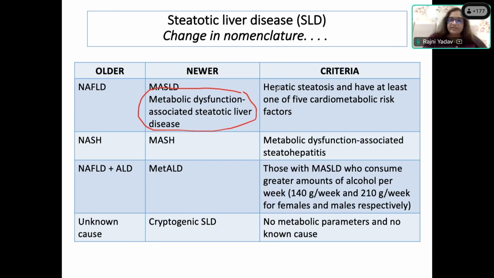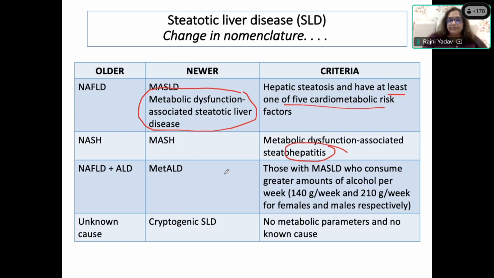For this, the patient needs to have steatosis and at least one of the 5 cardiometabolic risk factors, which are impaired fasting glucose, obesity, elevated triglyceride, low HDL cholesterol, or raised blood pressure. So any of the risk factors plus steatosis becomes a metabolic dysfunction associated steatotic liver disease. Now that just has steatosis. But if you have steatohepatitis, you will call it MASH, metabolic dysfunction associated steatohepatitis. So NAFLD has been replaced by MASLD, NASH has been replaced by MASH.